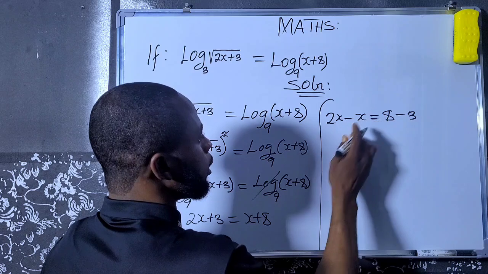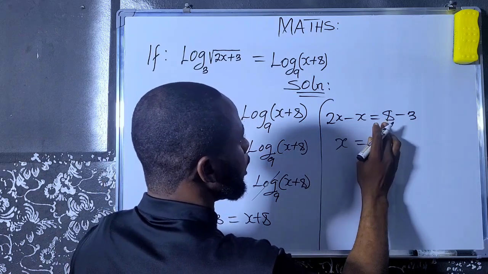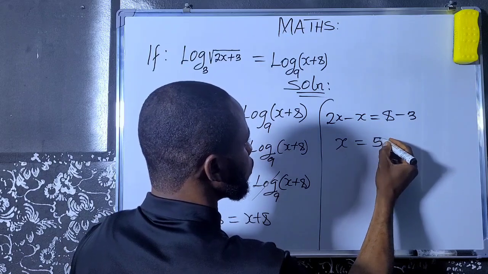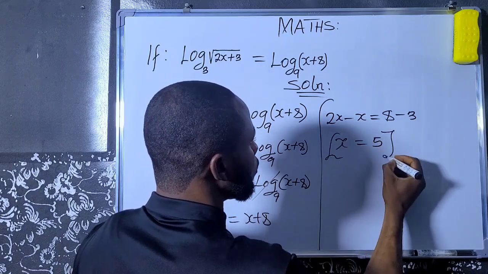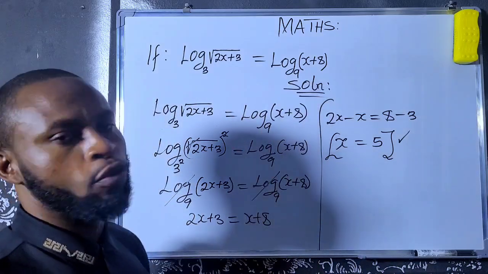Therefore, we have here 2x minus x, that gives us x equals 8 minus 3, that gives us 5. And this is the value of x that will satisfy this equation.